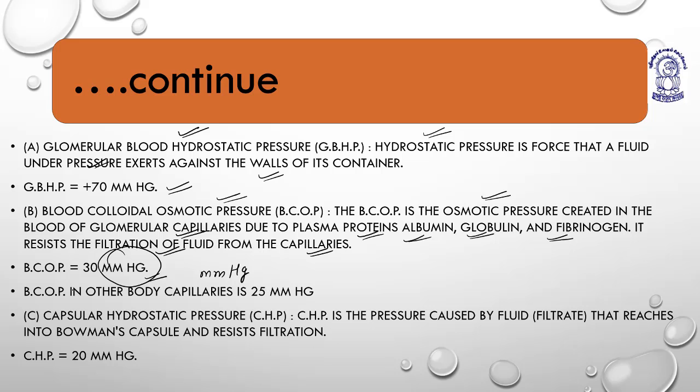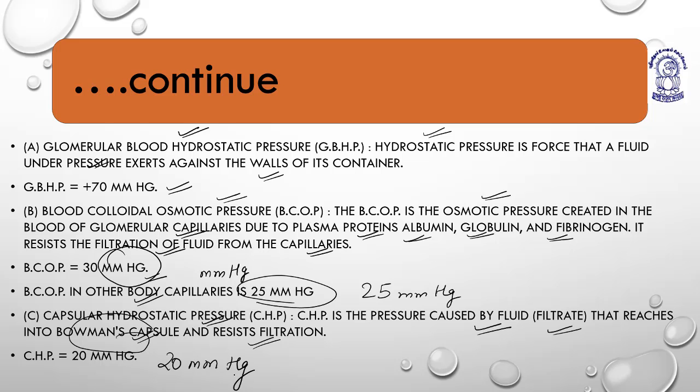Blood colloidal osmotic pressure in the other body capillaries is 25 millimeters of mercury. So you can see the blood colloidal osmotic pressure in the glomerular capillaries is 30 millimeters of mercury, while in the other body capillaries it is 25. Capsular hydrostatic pressure is the pressure caused by the filtrate that reaches into Bowman's capsule and resists filtration. It is around 20 millimeters of mercury.